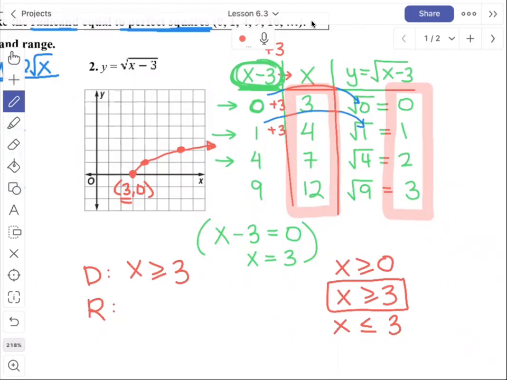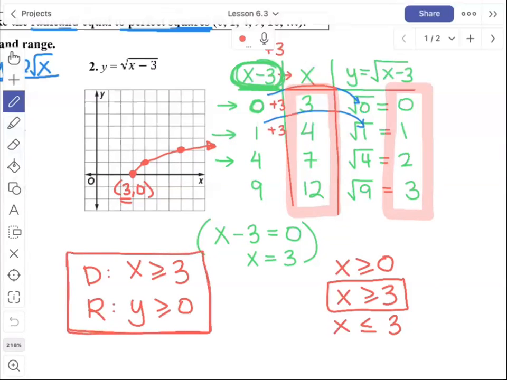Y greater than or equal to 3. Oh, close. 0. Y greater than or equal to 0. Okay, good. So y is greater than or equal to 0. Why is it 0, Michael? Because the y coordinate is 0. There you go. So you can use this starting point. It's really, really helpful. You can definitely use that in your domain and range. Great job, guys. You guys are crushing it.